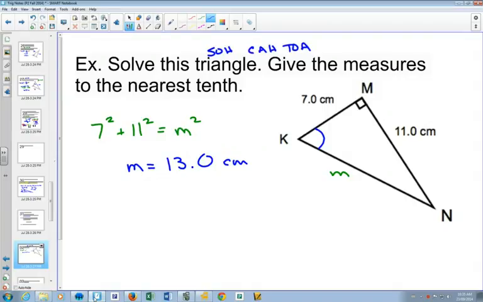you know how you lose marks for rounding early? If you use side m, which we just calculated, that has a whole bunch of decimals to it. We have a better chance of making a mistake with all those decimals than if we could use the numbers that were given to us to begin with. So the best choice in this case would be to use tangent.